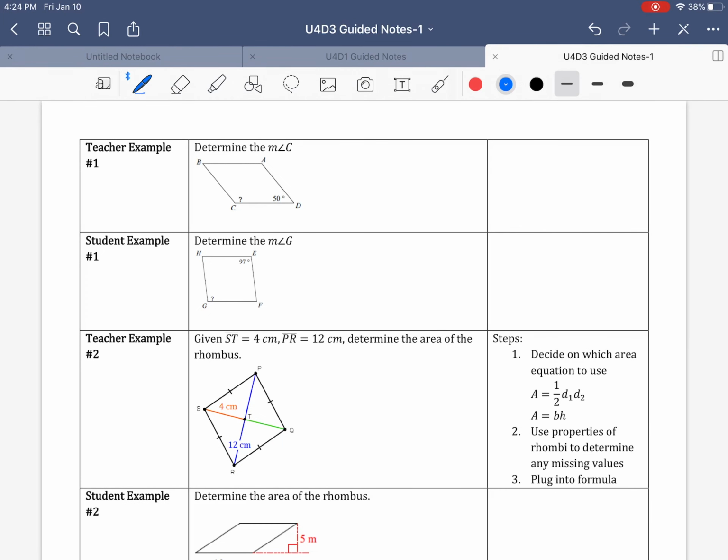All right, let's go on to our first teacher example. Here we need to find the measure of angle C given this rhombus. So we already know all of these are going to be congruent. I know that D and B are congruent. I know that A and C are congruent. And I know that angle C plus angle D are supplementary, so they equal 180 degrees. Angle C plus 50 equals 180. And when I'm solving, I get the measure of angle C to equal 130 degrees. Take a little bit of time and try your first student example.